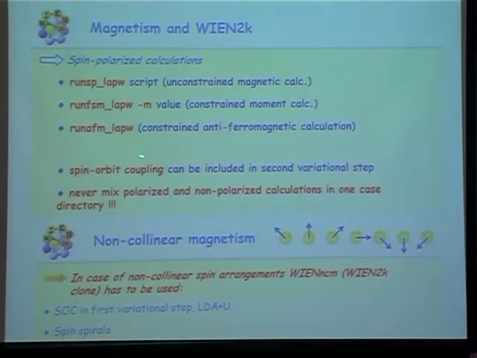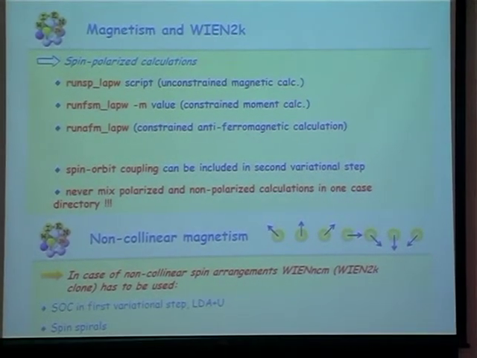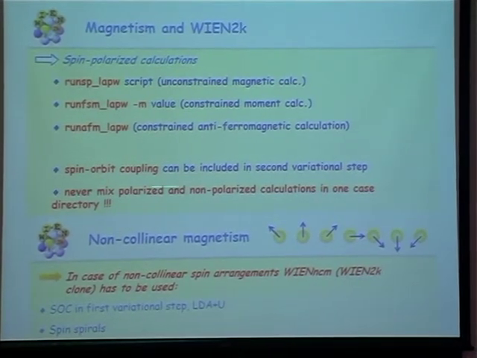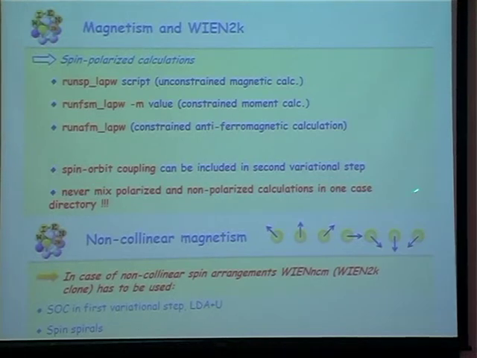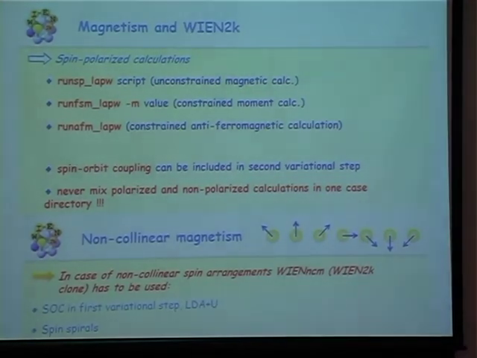As I said, we add then spin orbit in the second variational step. And just for a technical comment, if you ever do calculations with WIEN, never mix a spin polarized and a non-spin polarized case calculation in the same directory. That will give you a mess.